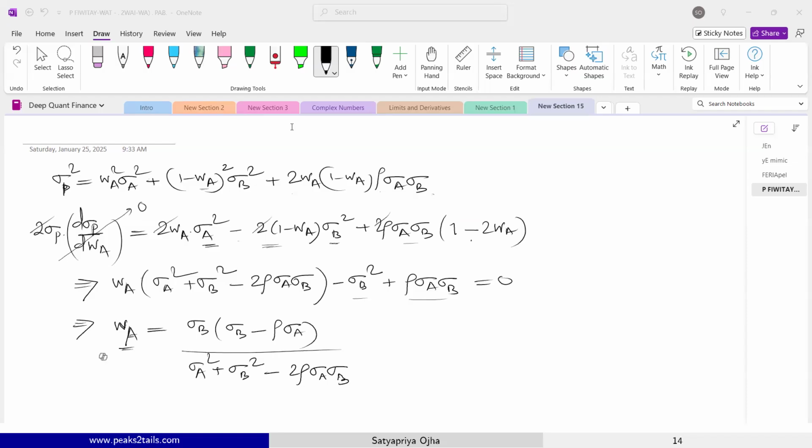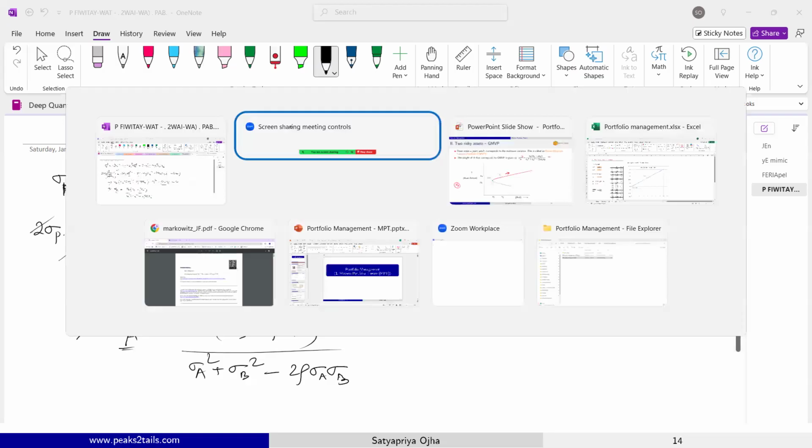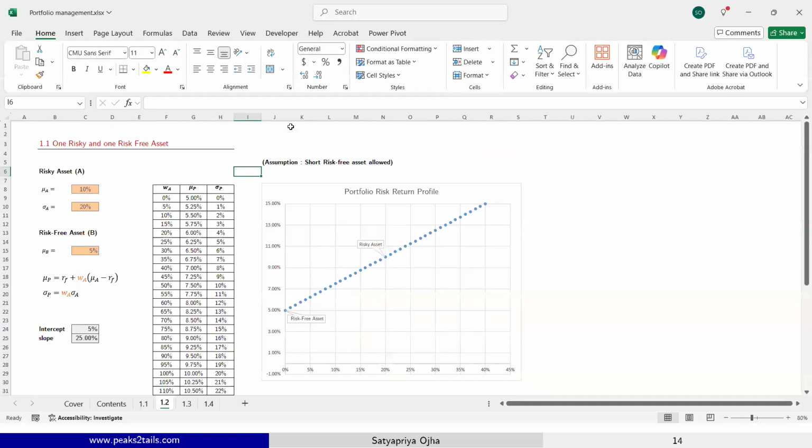All right. Sorry, I'm a little bit under the weather. Okay, so the derivation is very simple. So that's the formula for GMVP. Now, putting all these into, let's see, let's go to Excel and just verify these calculations quickly.